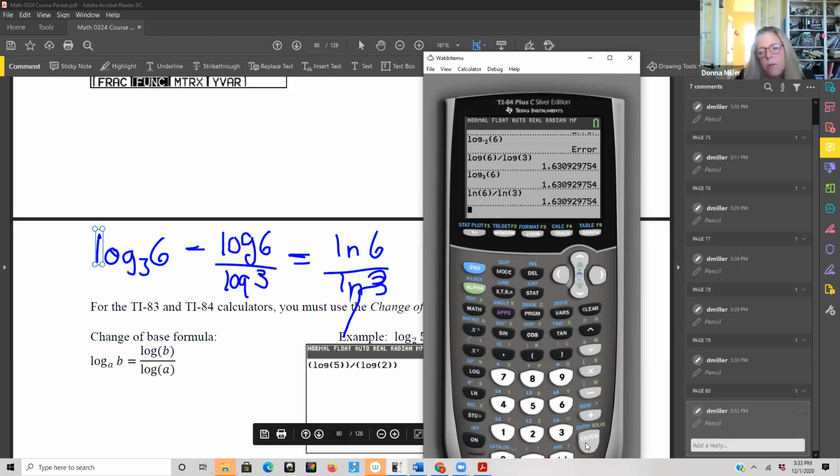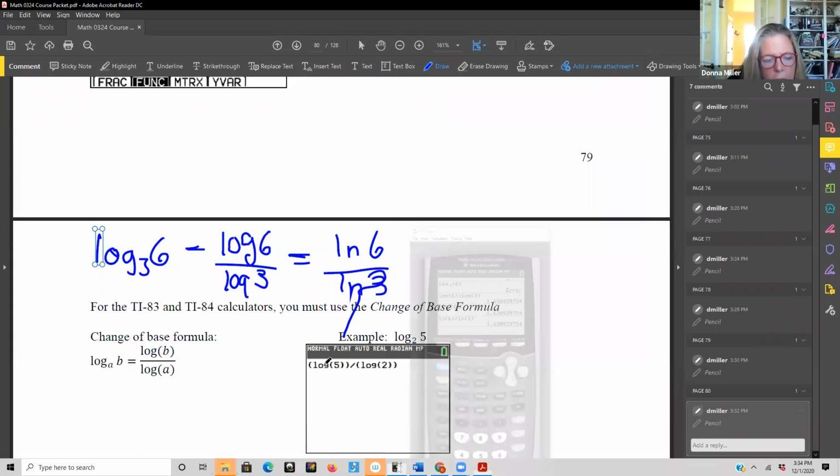All right, I get the same answer, okay? So if you have an 83, that's what you're using, that change of base formula. Other than that, I don't think you're going to need it if you have the 84. Okay. All right, so that's that.